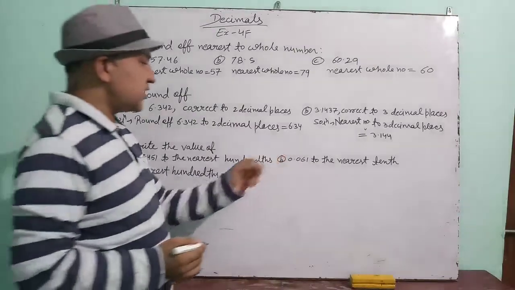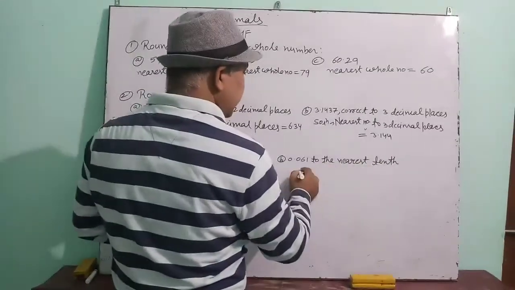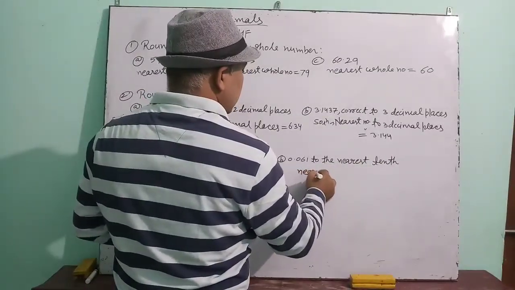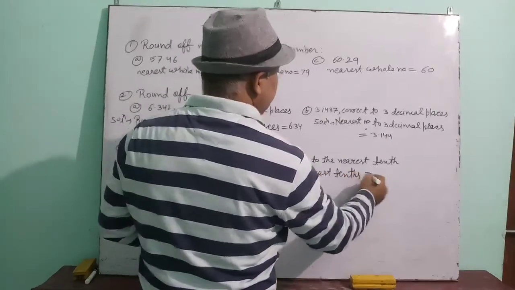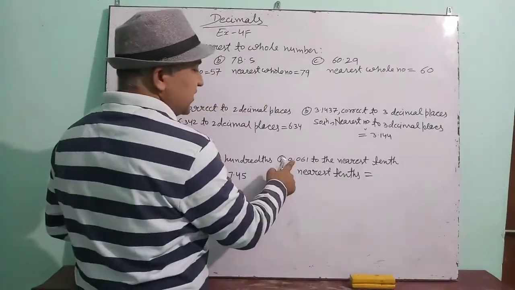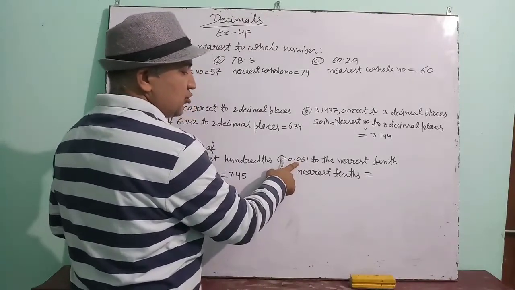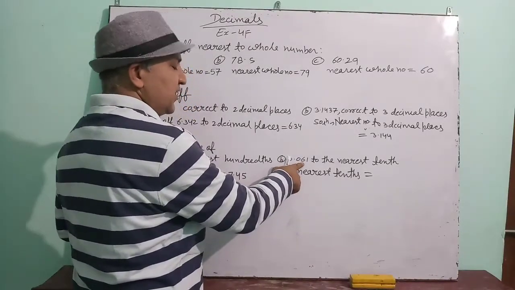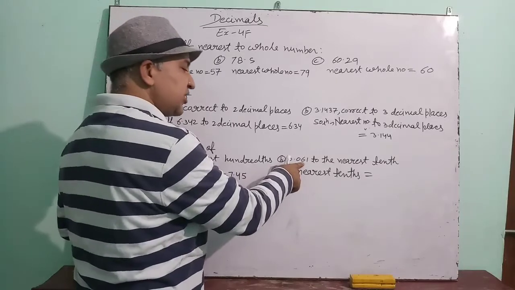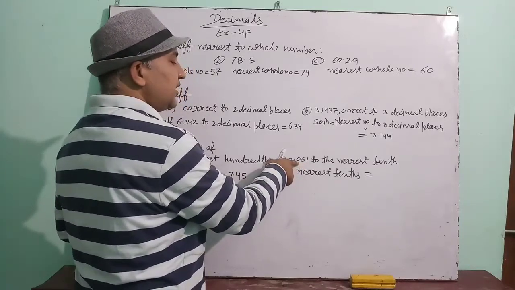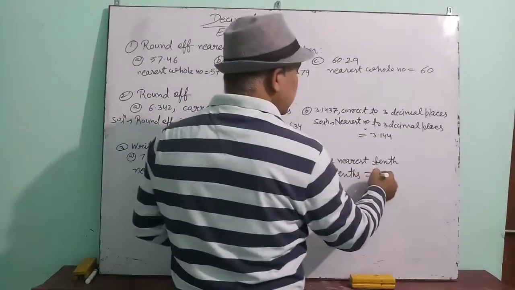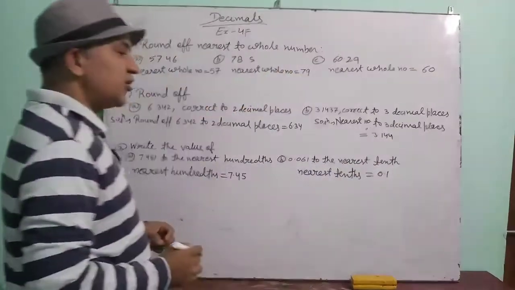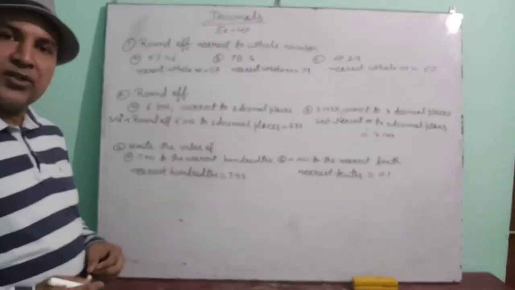Understood? See this one. We have to write the nearest tenths. Tenths means just after the decimal. So we will check the hundredths place. Since the hundredths place is greater than 5, 1 will be added to the previous number. So it will be 0.1. Nearest tenths is 0.1. Understood?